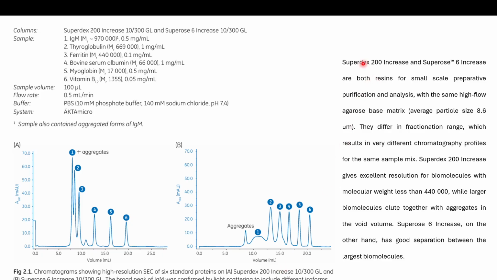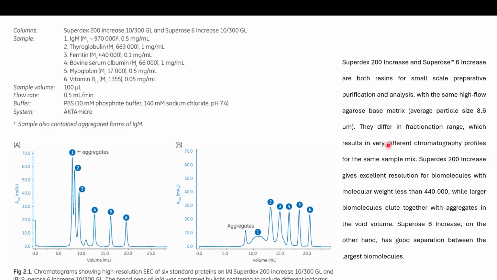Now Superdex 200 Increase, this one, and Superose 6 Increase are resins used for small scale preparative purification as well as analysis, and have the same high flow agarose based matrix. The average particle size is approximately 8.6 micrometers. But these two differ in their fractionation range. Both of these are 10 by 300, which is the diameter and the length.